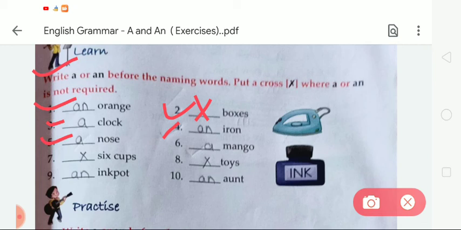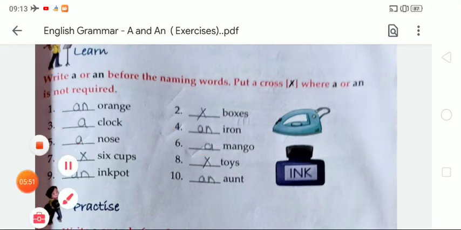In number 5, nose, so we will use a. In number 6, mango, so we have to use a. Now the next, 7th, is six cups, so we put a cross because it is more than one, so we don't use a or an with this word. Now the 8th is toys, so again we have to put a cross.